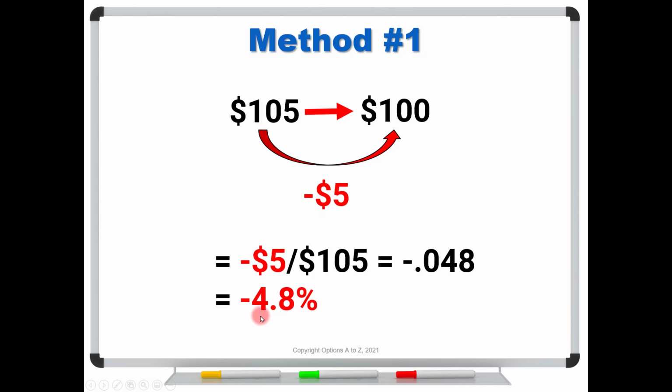Another little side note to be aware of is that even though we had a $5 move in both cases, whether we went from 100 to 105 or from 105 to 100, it's still a $5 move, but we get different answers. That's because in the first case we divided by 100, and in the second we divided by 105. So just be aware of that, because I'll show you in a moment how that can also throw traders when you're in the time cycle tool. So this is the first method.